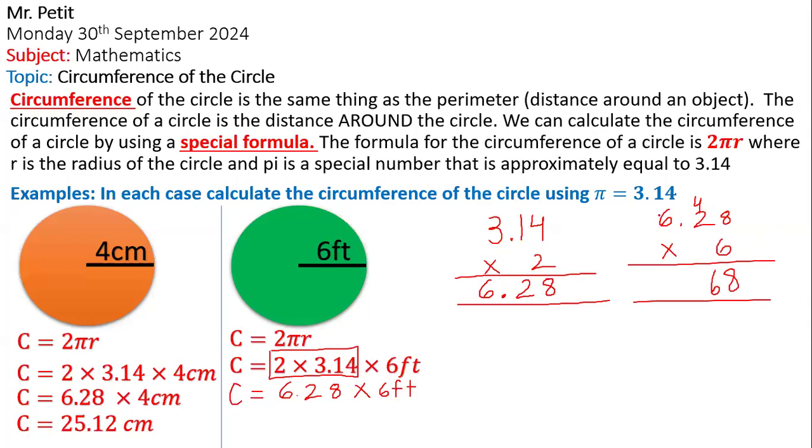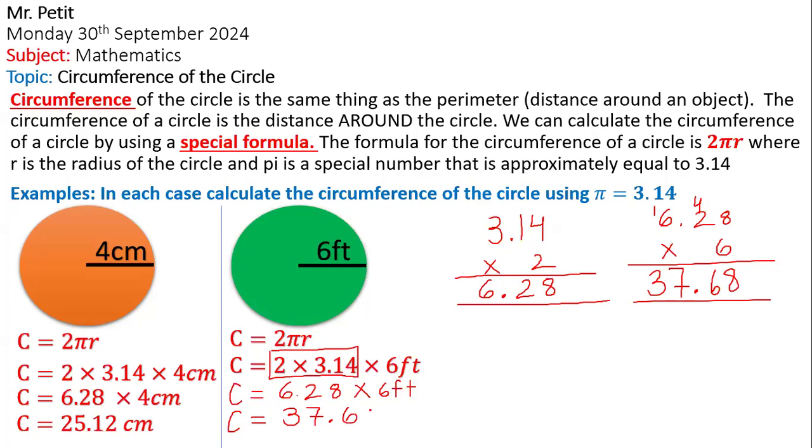Put the 1 up. 6 times 6 is 36, plus 1, 37. So we get 37.68. And so we put for C, the circumference, 37.68 feet. Did anyone get 37.68 before me?